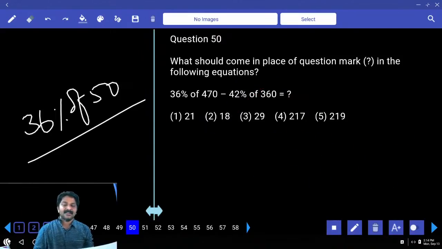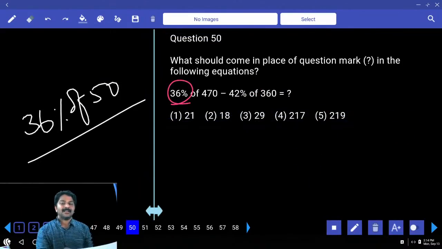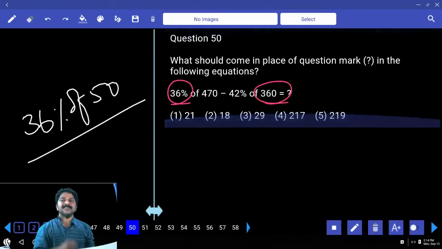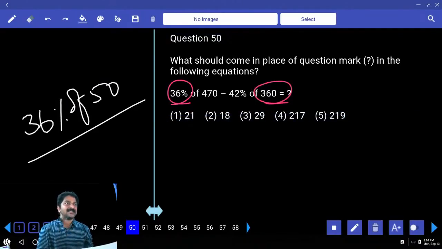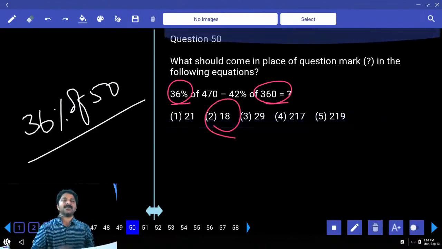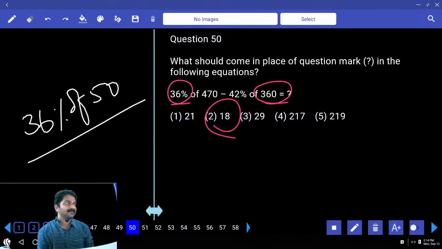Otherwise, this is a 9 multiple. Come on, this is also a 9 multiple. The difference also must be a 9 multiple. This is the only fellow that is a 9 multiple. The remaining options are not 9 multiples.